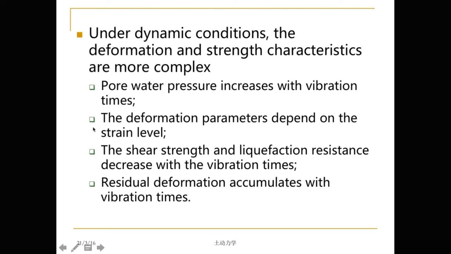And the second is that deformation parameters depend on the strain level. As the strain develops, all the deformation parameters will change with the strain level. And we can observe this phenomenon in laboratory tests. The third is that the shear strength and the liquefaction resistance decrease with the vibration times.